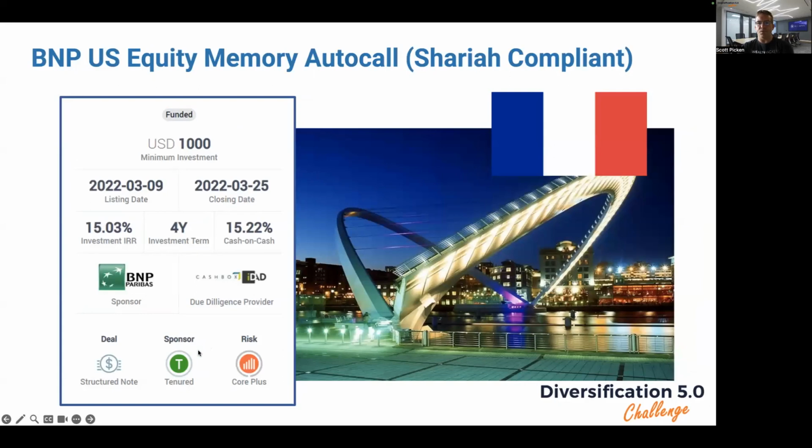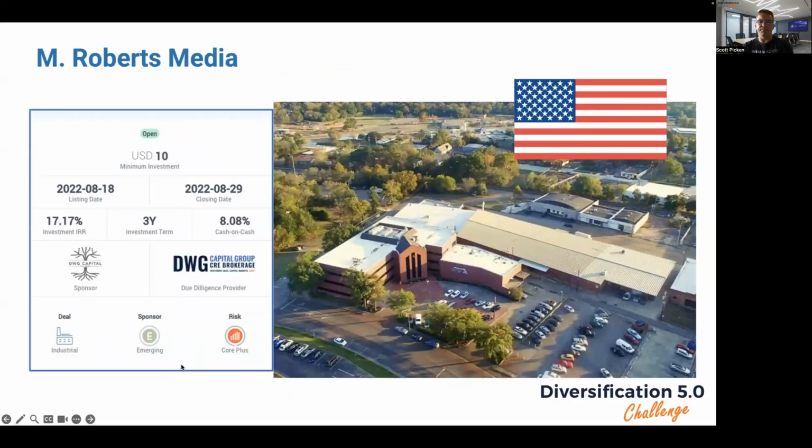And then this is a structured note. And what's interesting here is you're dealing with BNP Paribas, one of the biggest banks in the world, AAA ranking, etc. So once again, you've got a 10-year partner.